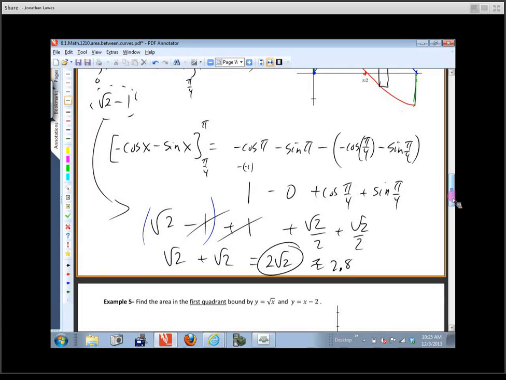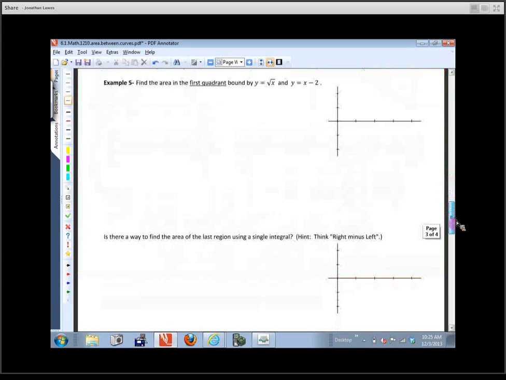Top minus bottom guarantees that the height of our rectangle is positive, and we usually integrate in a positive direction, so that'll guarantee that our width is positive. So we're guaranteeing that positive area that we talked about. Okay, go ahead and flip the page over.